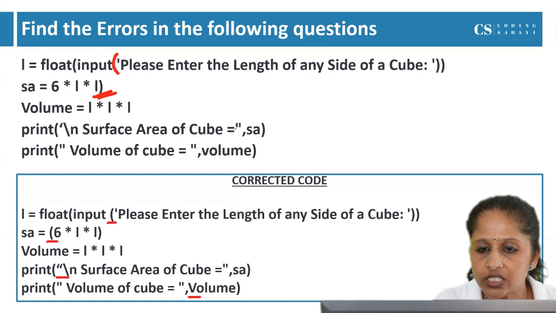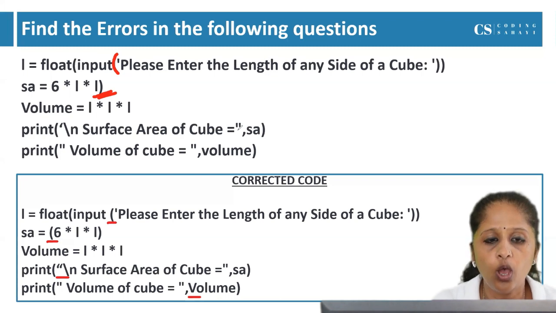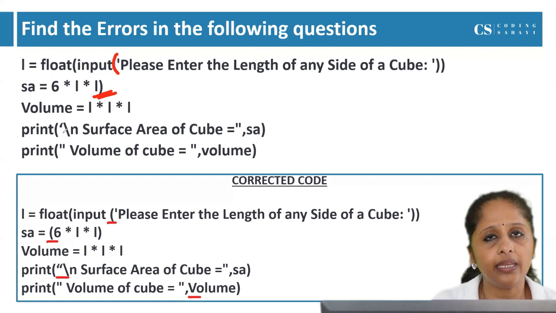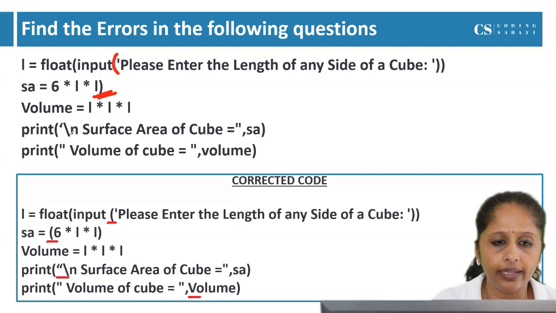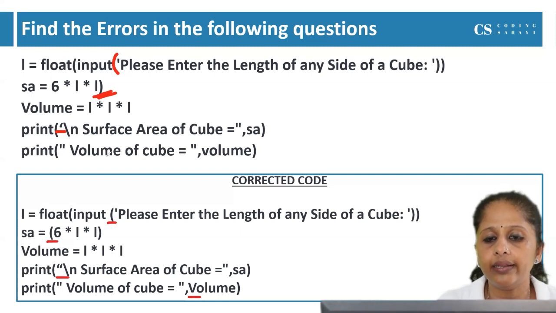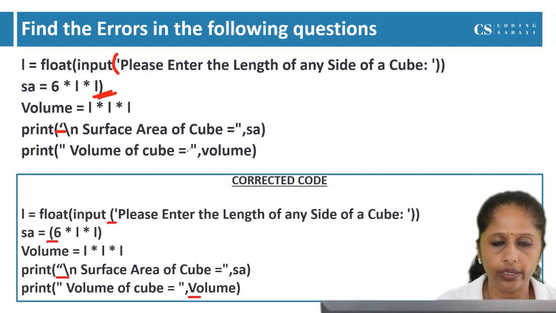So either you change this one to a single quote or you change this one to a double quote. Wherever you are making a change, there you have to underline. Then in the next line we have print volume of cube equal to comma volume. Here print, no error. Opening the parenthesis, fine. Double quotes open here and double quotes closed here. So there are no errors.